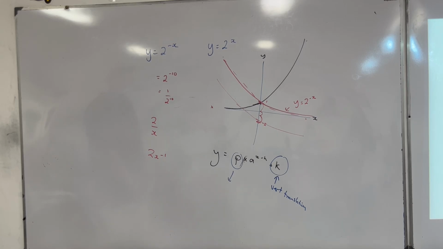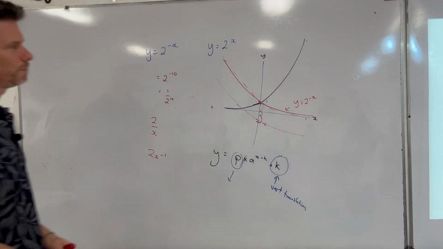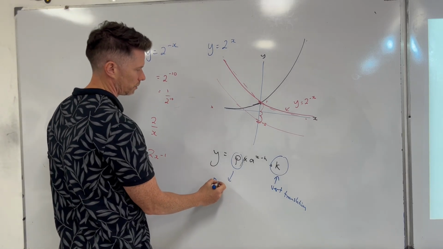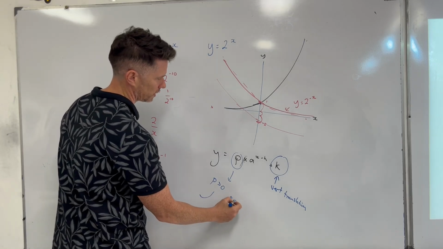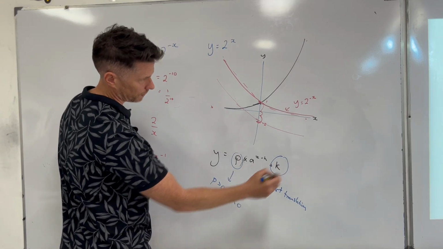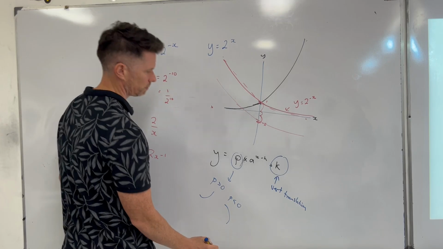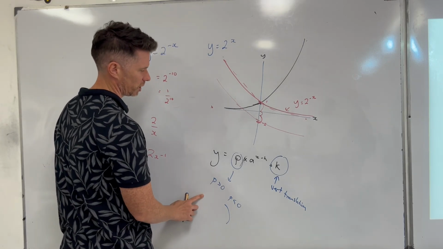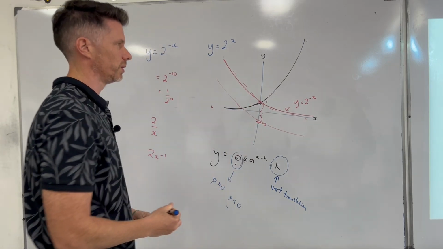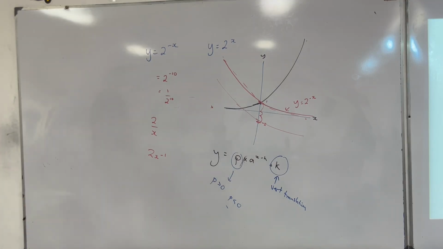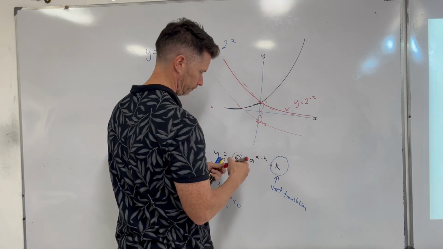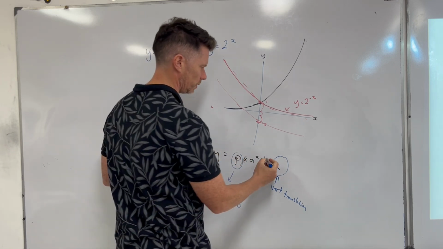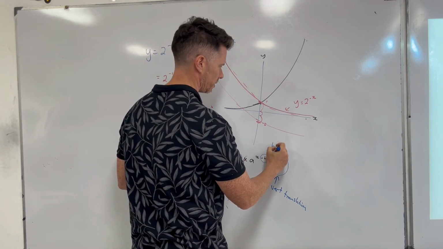Yeah, you see what I mean. So if P is greater than 0, it'll go this way. If P is less than 0, it'll flick it down like that. So it will just change the shape. It's probably better drawn there. And the H still controls the horizontal translation. How would that look? This H. If it's in with the X, it is the horizontal translation.